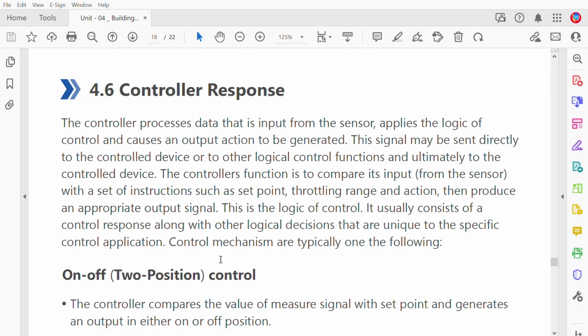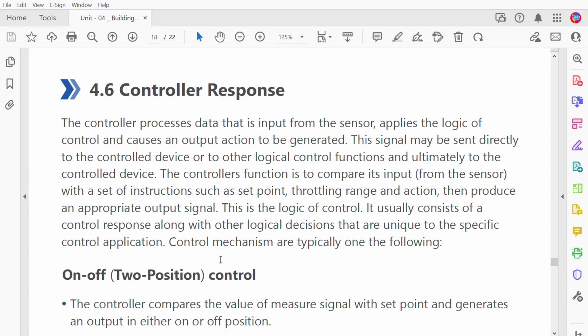Something about controller response is the time where the controller takes the input from the sensors, right? Then you apply some logic to it. When you think it through, it's like applying logic to it, and then it calls an output action. This signal is sent directly to the device, and the logical control happens automatically through to the control device. It means that, for example, you see an apple, so you are the controller. Your response is, "Hey, I want to eat that particular apple," and then you bite. You take the apple, and then you bite, right?